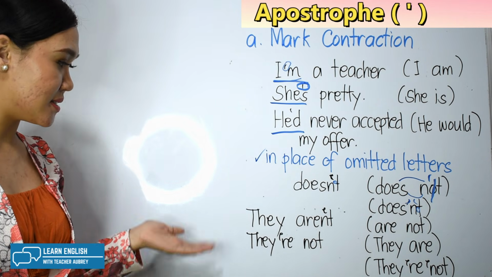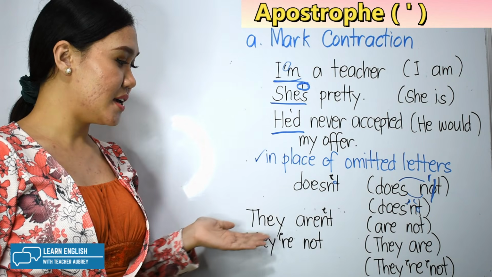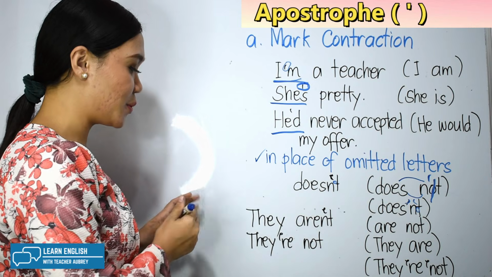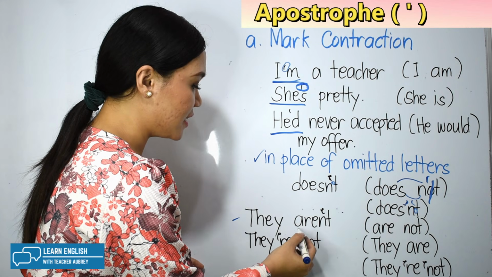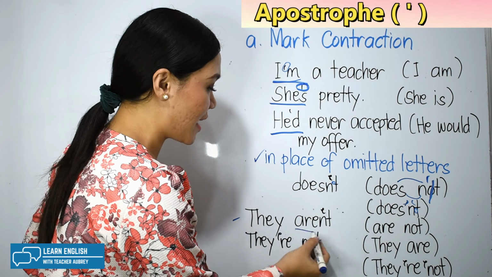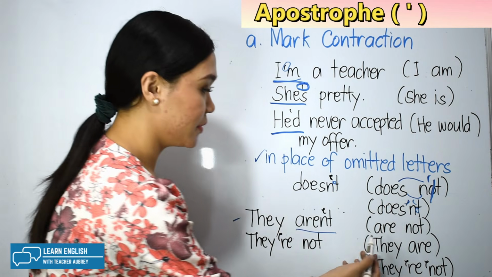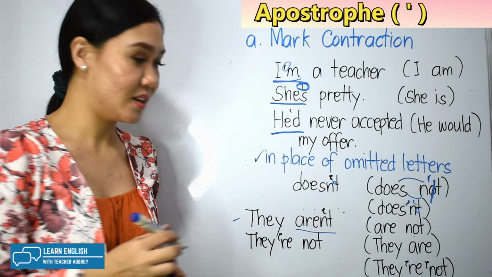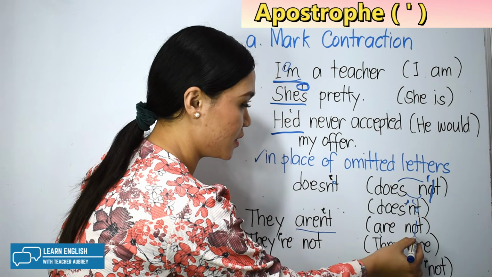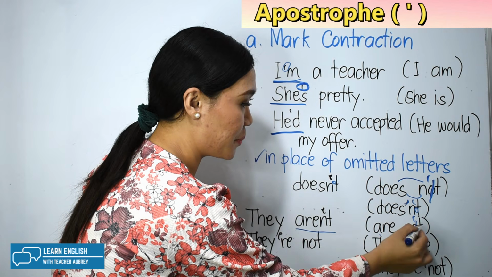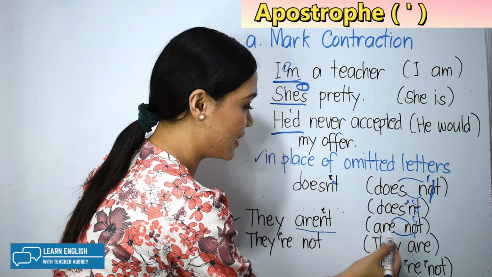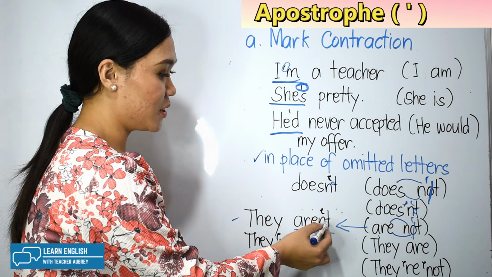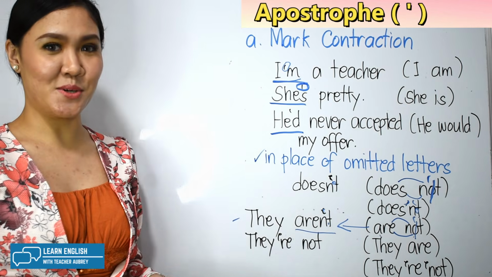Another example is this. They aren't. At yung another version niya, they're not. Dito muna tayo sa una. They aren't. Ang contracted dito, or yung may inumit tayong letter, is yung sa aren't. The words in aren't are and not. Anong inalis nating titik? We omit the letter O. Kaya dyan tayo maglalagay ng apostrophe at pagdudugtungin natin sila. Kaya naging aren't. Dito natin inumit yung O, kaya naglagay tayo ng apostrophe.